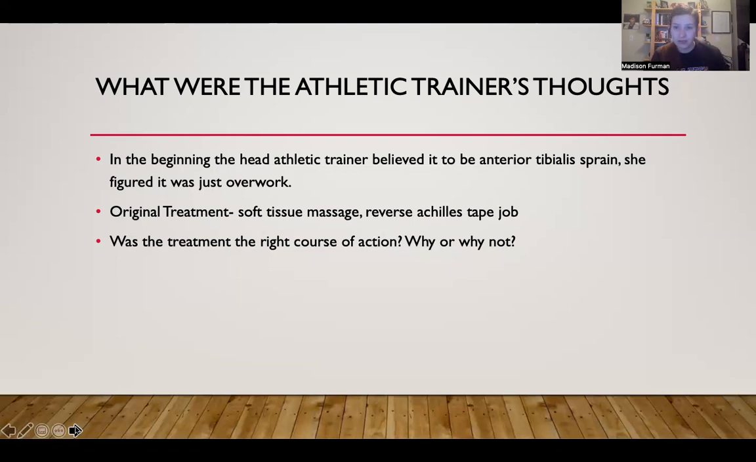It was a sprain. Time progressed, not getting better. We sent her in again for a second time. Second time she went to go see Dr. Crawford. We did another X-ray. X-ray showed the fracture itself.